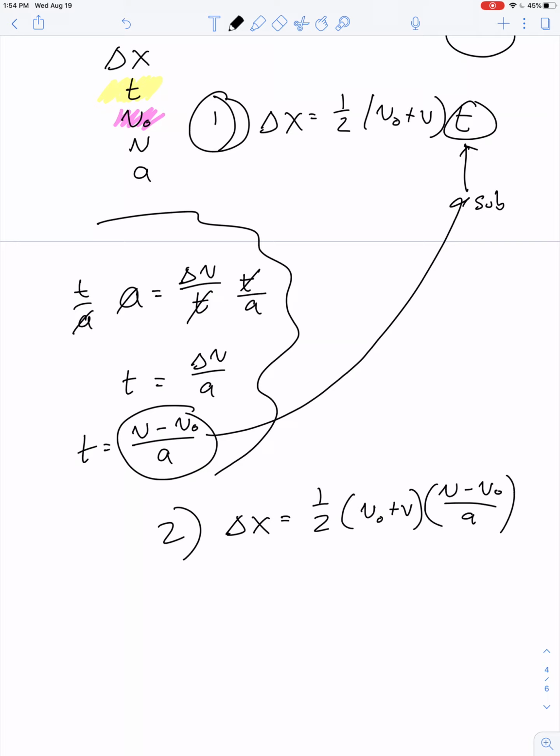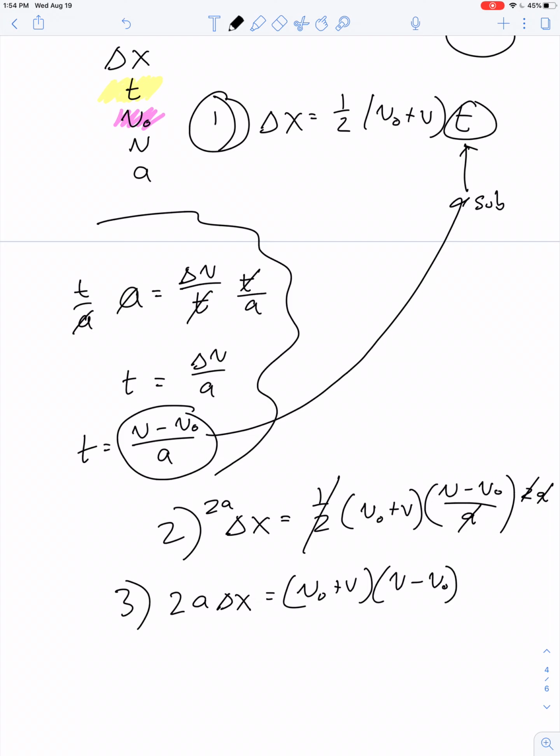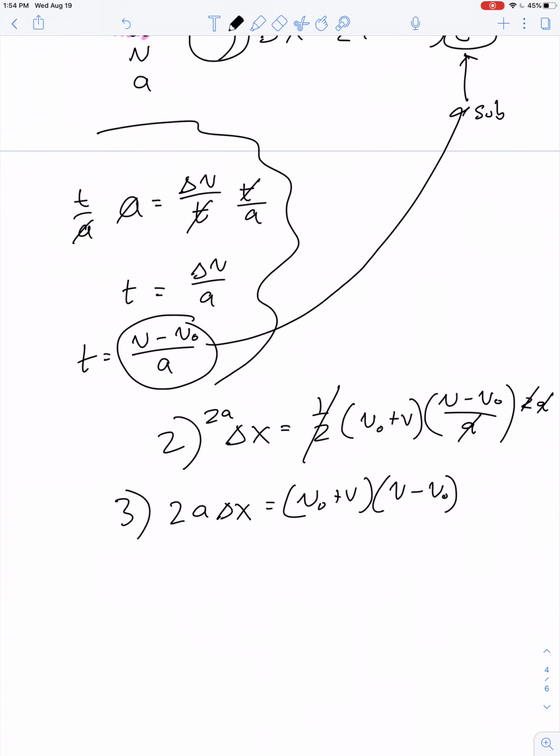So let me multiply both sides of this equation by 2a. So the 1/2 and the 2 cancel, the a cancels. So now in step 3 I have 2a delta x is equal to (v naught plus v) multiplied by (v minus v naught). I suppose this can be rewritten right here as (v plus v naught). Okay, so FOIL: first, outer, inner, last. So this side of the equation, doesn't it become v squared minus v naught squared?